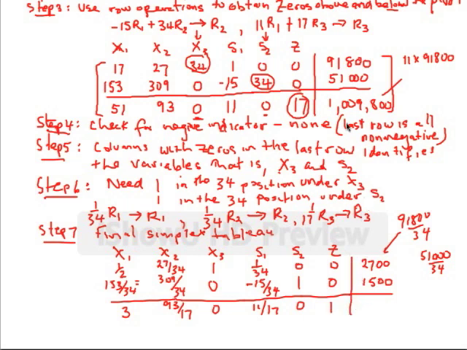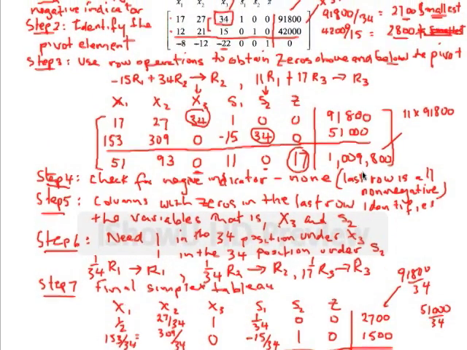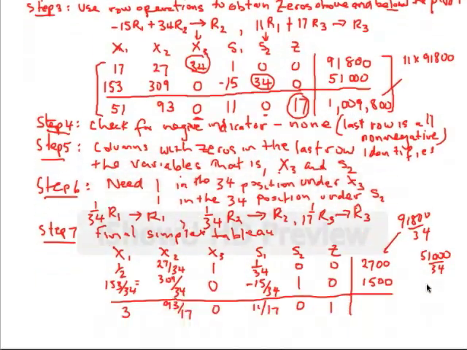And now we need 1,009,800 divided by 17, and that's going in here. And when you do that, you get 59,400. Okay, so that's our final tableau. Now we're getting a bit jammed up here, so let's answer the questions we need to answer.